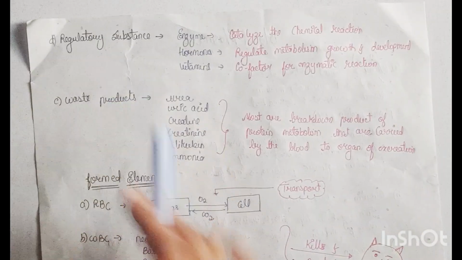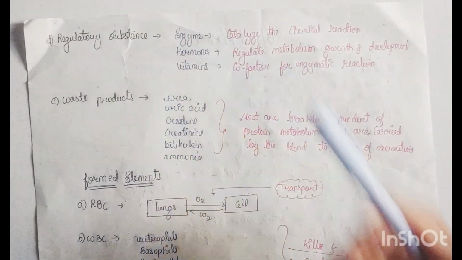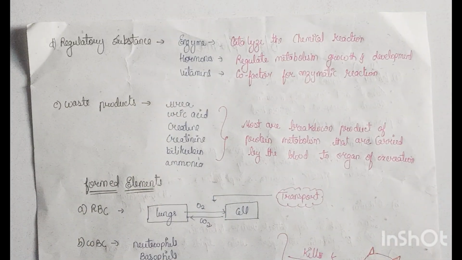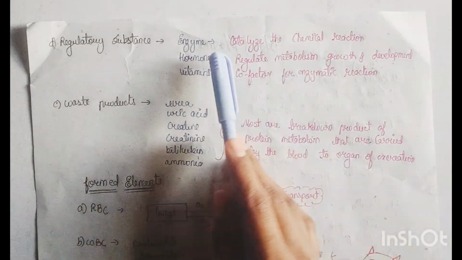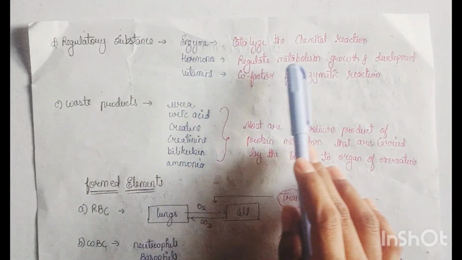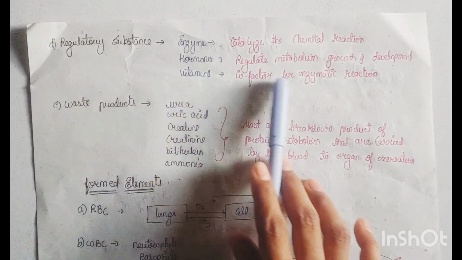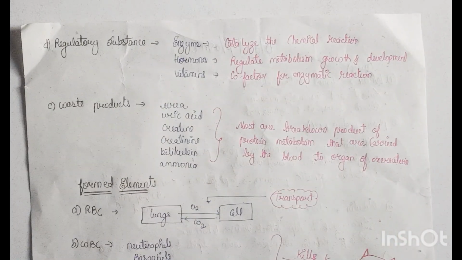Next are regulatory substances: enzymes, hormones, and vitamins. Enzymes catalyze chemical reactions, which means many chemical reactions happening in the cell are sped up with the help of enzymes. Hormones regulate metabolism and the growth and development of the body. Vitamins are cofactors for enzymatic reactions.